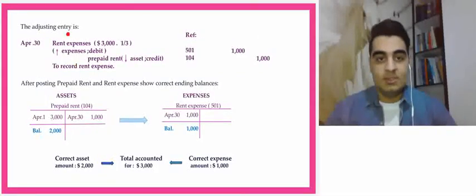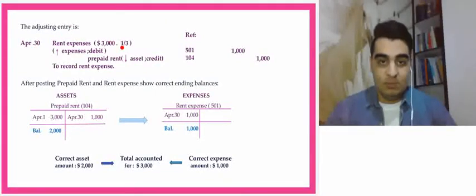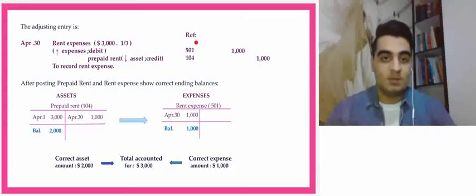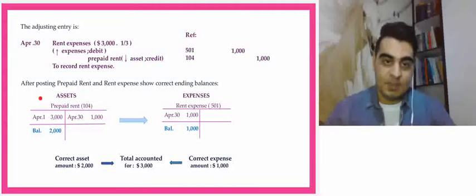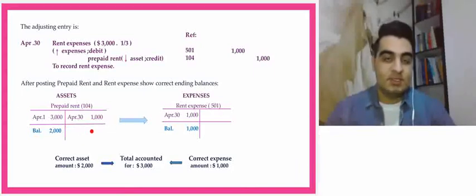So this is our adjusting entry. On April 30th, the rent expense will be 1/3 of the whole amount, which is 3,000, so it will be 1,000 debit because our expenses increase. And for prepaid rent, it decreases because it's an asset and it becomes expense. We consumed it by the amount of $1,000. And these are the references that are useful in our statements. After posting prepaid rent and rent expense, show current ending balances. These two are the key accounts for this entry.